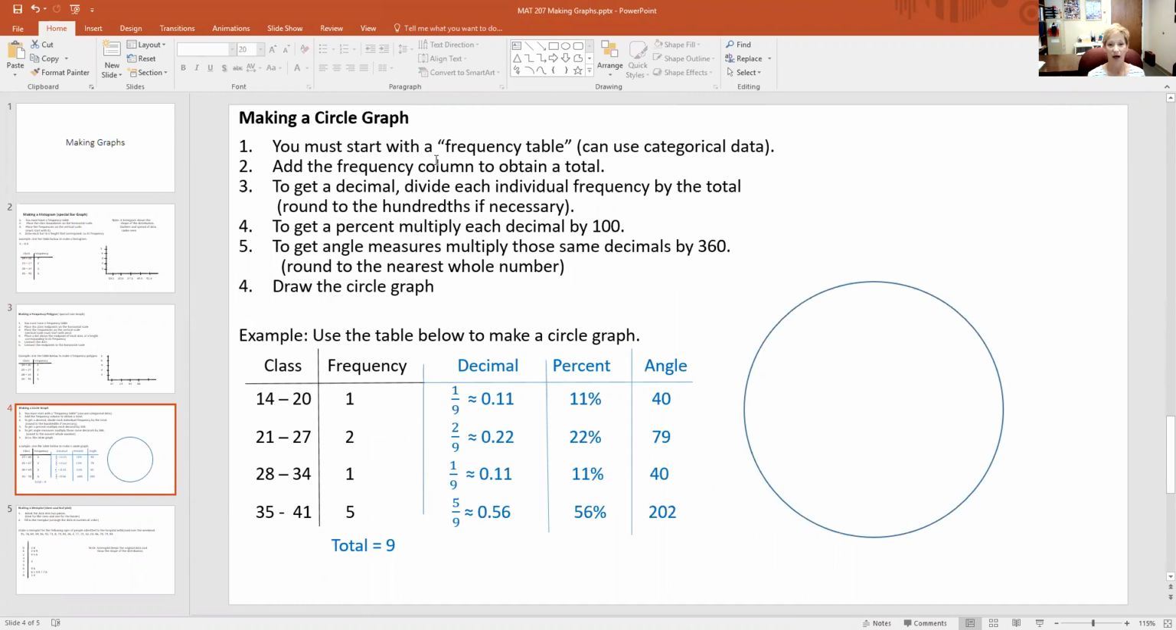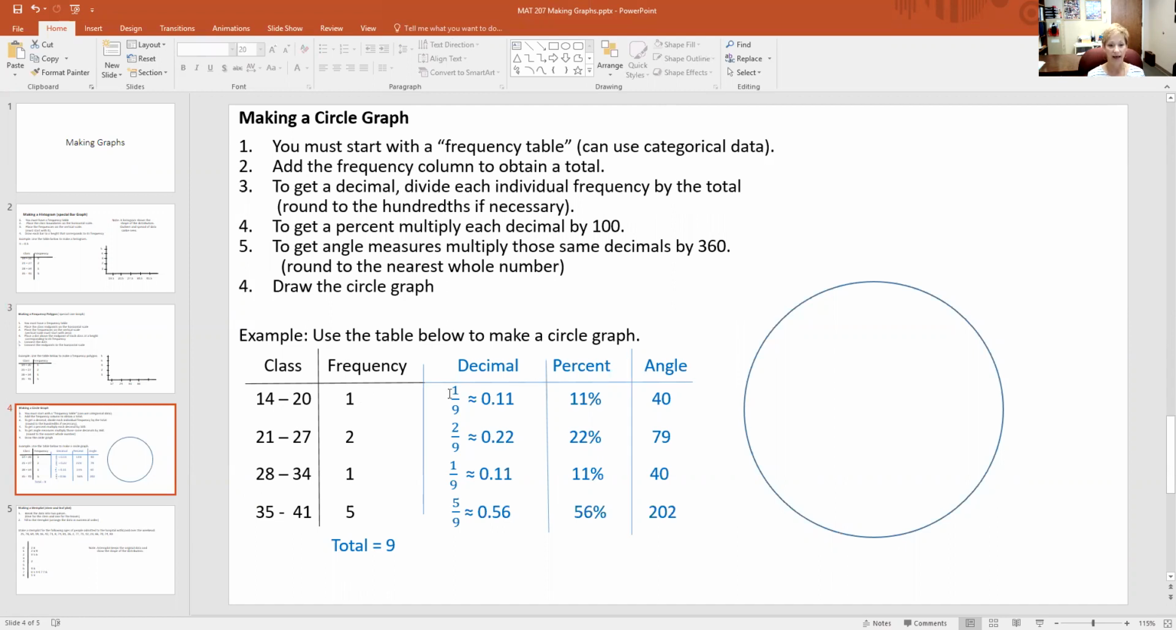So that's why I've got frequency table in air quotes. Now what you're going to do is add these frequencies and get a total. So I added these numbers up, and my total is 9. Now I've got to get a decimal. How do I get a decimal? I divide each individual frequency by the total, and then I round to the hundredths if I need to.